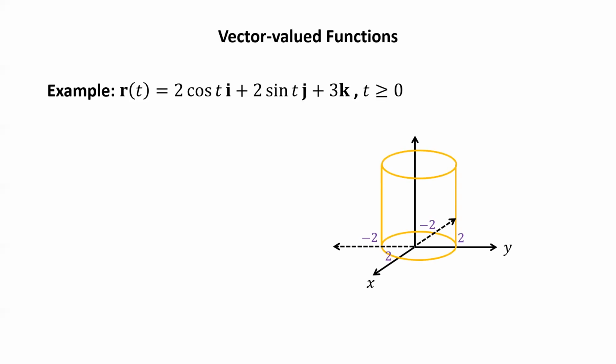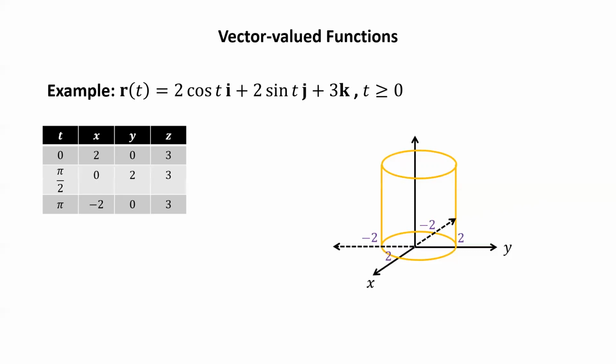Notice that since the x and y components are the same, then we see, just like in the last example, that this curve lies on this cylinder of radius 2. If we look at a table of values, notice that the z component is always 3. So we actually just get a circle of radius 2 at a height of 3 units above the xy plane.